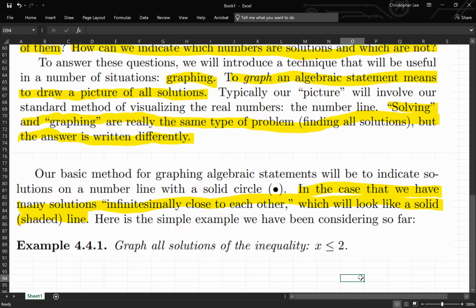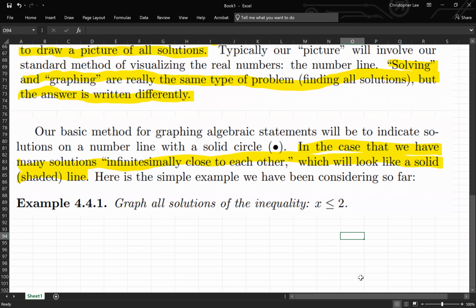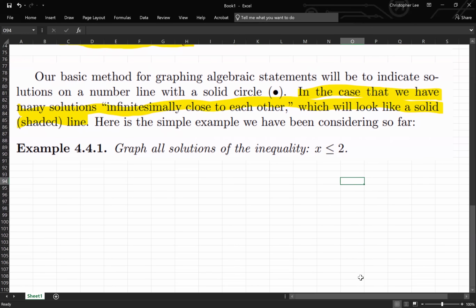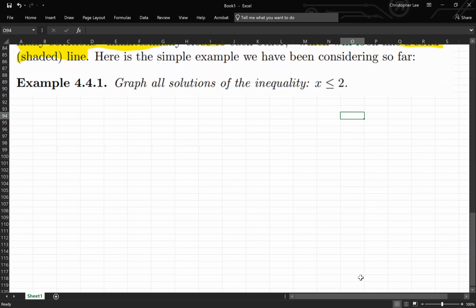So our basic method for graphing algebraic statements will be to indicate solutions on a number line with a solid circle, right? So a solid dot. In the case that we have many solutions infinitesimally close to each other, which will look like a solid shaded line, here's a simple example we have considered so far. So graph the solutions of the inequality x is less than or equal to 2.